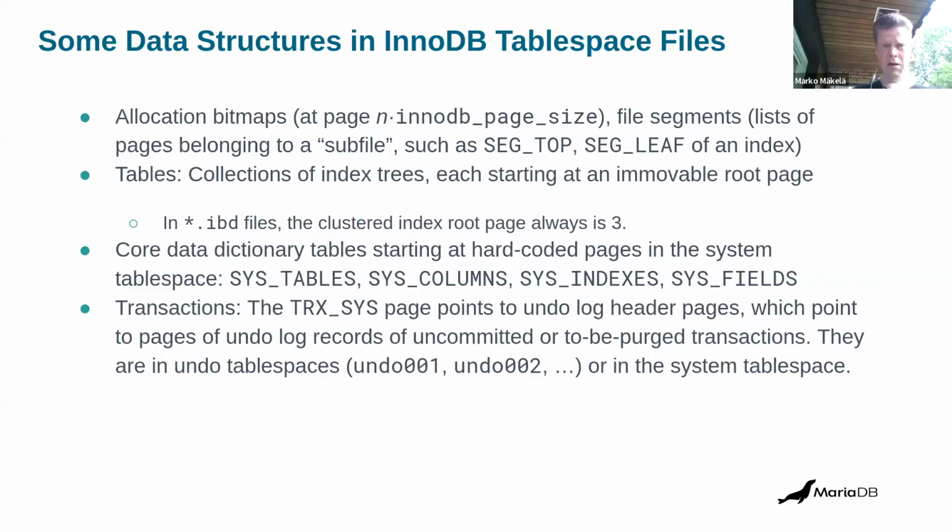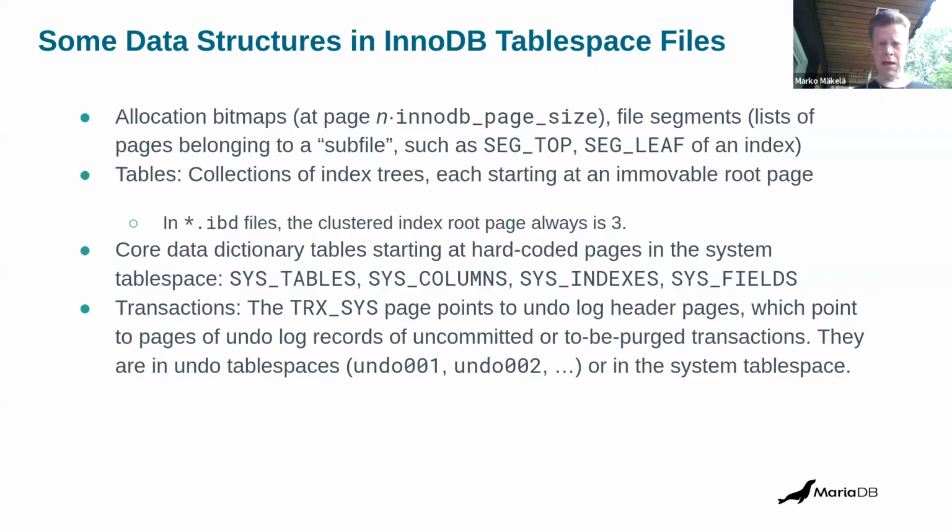Then we have tables, of course, in tablespaces. Those are simply collections of index trees. And each index tree starts at some root page that cannot be moved. So when we split the root, we retain the old root page number and we move the contents to new pages. And in InnoDB .ibd files, the clustered index root page always is at page number 3.